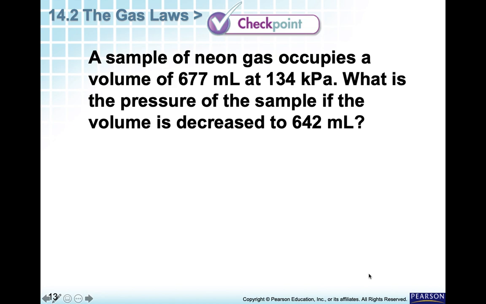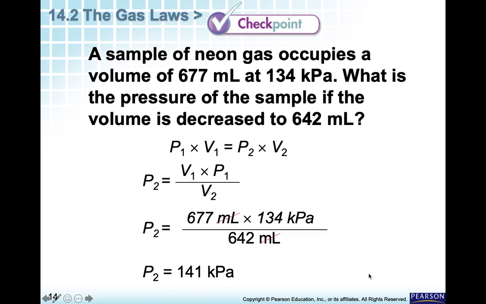So I want you to pause the video at this point and try this calculation and see what you get. Okay, so going on. We solve for P2, which in this case will equal V1 times P1 divided by V2, and you should have gotten 141 kilopascals. And again, since the volume decreased, we should get an increase in pressure, and so that does make sense.